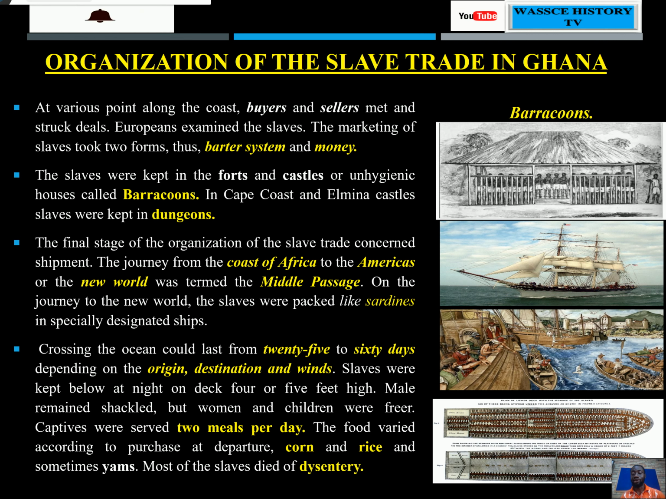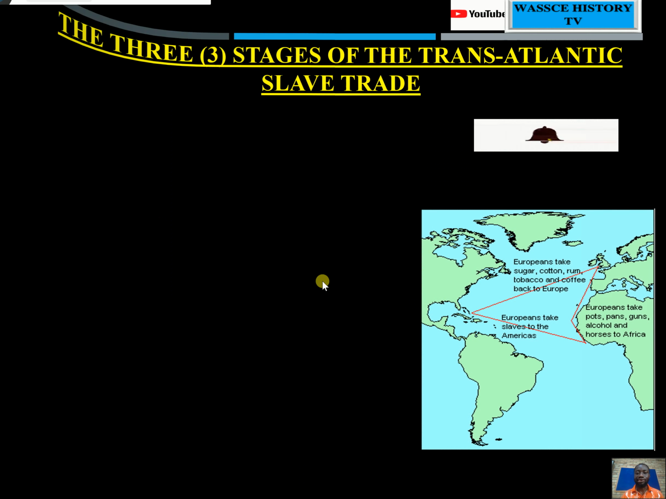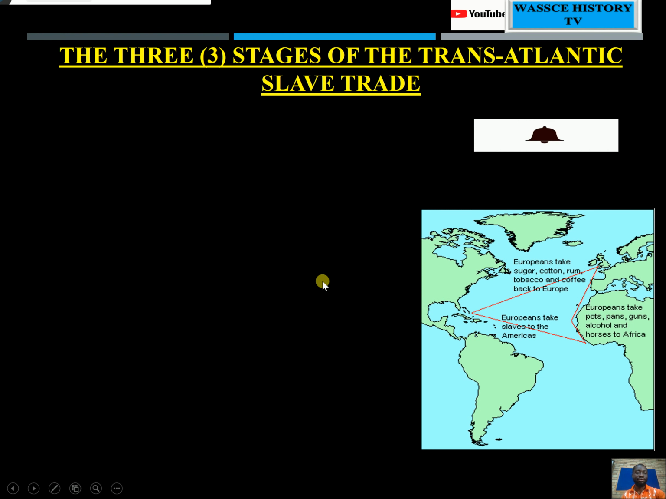That's occasional, and then they'd go back under the deck. And under the deck was so dark that, according to records, some of the slaves arrived in the New World blind or partially blind. That's the organization of the trade. Good, and I hope you have learned something about the organization of the trade.